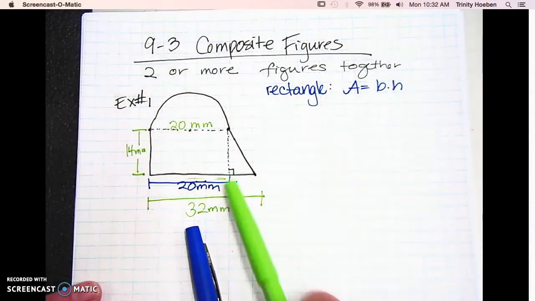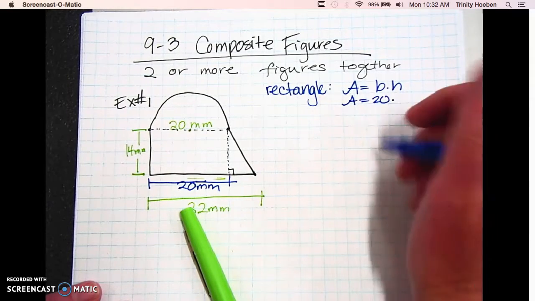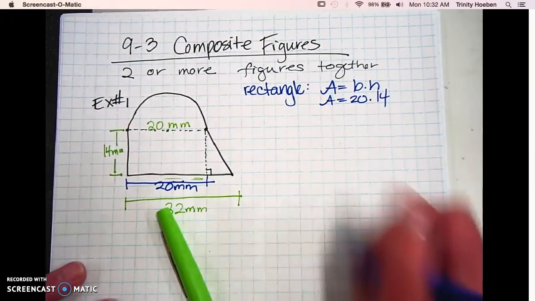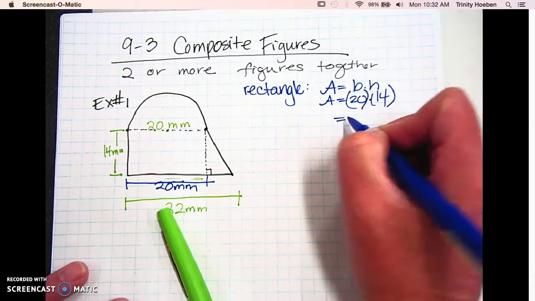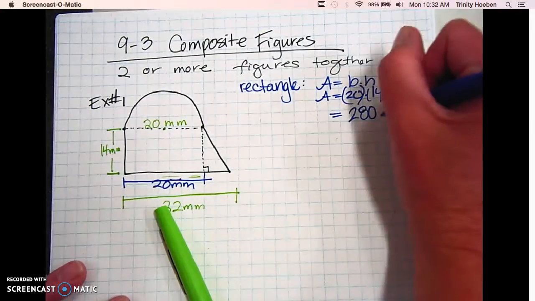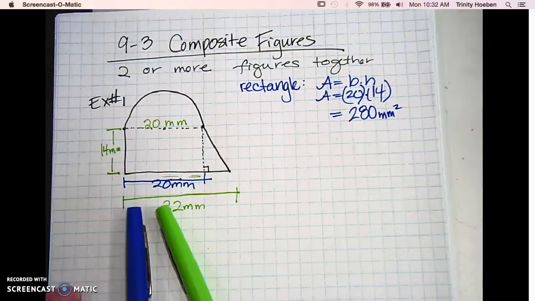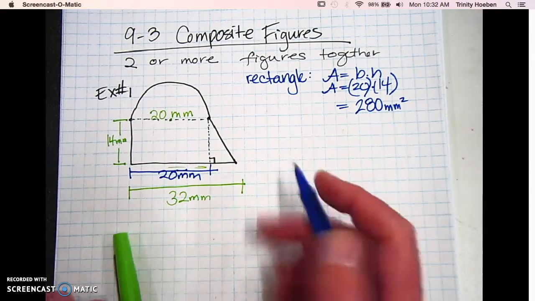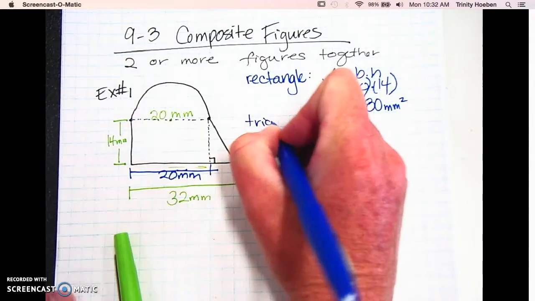All right, so let's plug those in. We're going to have a base of 20, a height of 14. We're going to grab our calculator and multiply 20 times 14, hit the equal sign. I got 280. And the units on this one is millimeters squared. All right, any questions on the rectangle there? Okay, let's look at the next easiest figure, which is going to be the triangle.